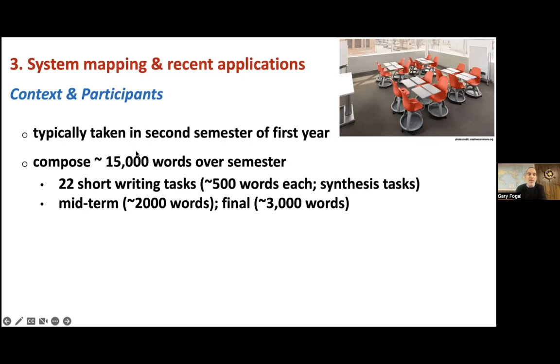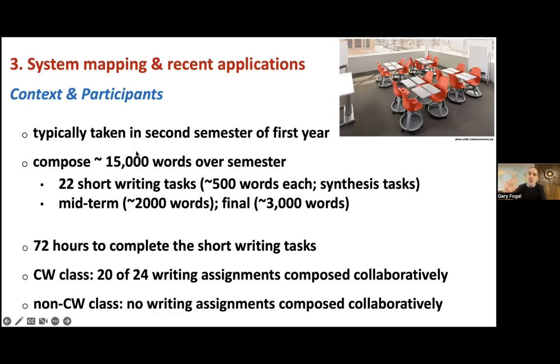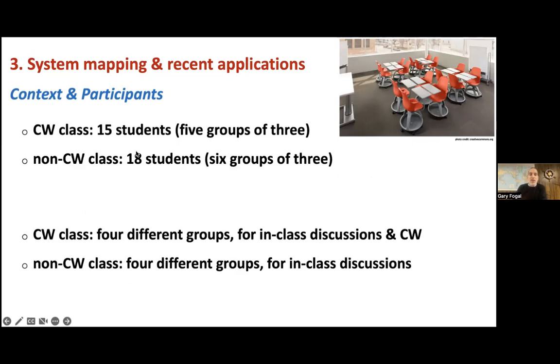And students are typically allotted about 72 hours to complete each of the shorter papers. And you can see that students in the collaborative writing class had substantial opportunities to practice writing collaboratively. So 20 of their 24 essays were written in a group. In addition, the collaborative writing class had 15 students, the other class had 18. So students were always working in triads.